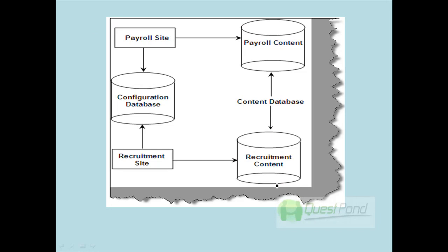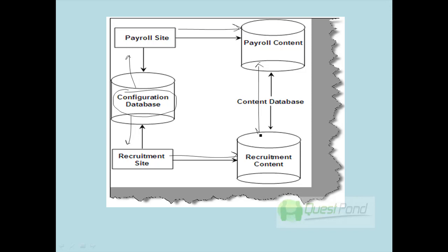Now, when we talk about any site, there are two kinds of data for a site. One is the configuration data, which is basically used by all the sites. It's more of a standard data which is shared across sites, and the other one is the content data, which is particular to a site. So, for example, a payroll site will have some kind of personalized data which is only related to payroll, while the recruitment site can also have some kind of data which is only related to it. So this kind of data which is more specific to that site is called a content database.